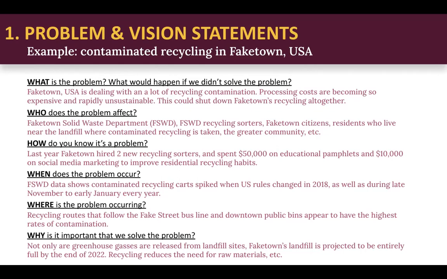When does a problem occur? Well, this is where you bring in the data that you have to say, okay, do we have data that shows a certain time when this became a problem? So for them, it's the US rules changed in 2018. Certain parts of the year tend to be worse. Where is the problem occurring? Well, Faketown is really lucky in that they can see that they have contaminated routes that seem to follow the bus line. So there's some early insights in what could be contributors to this contamination problem.